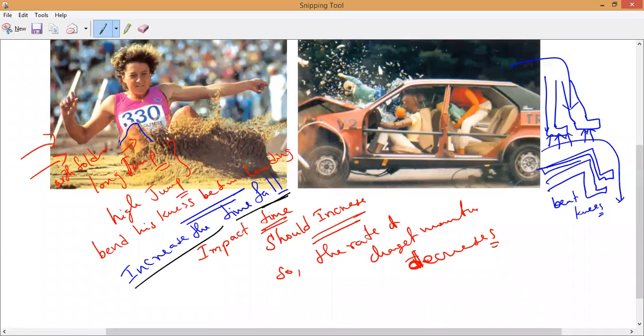That is the second application. Third application, read in our book. What is that third application? You already have it: the use of seat belts in cars. Why are they providing seat belts in cars? To prevent injuries.